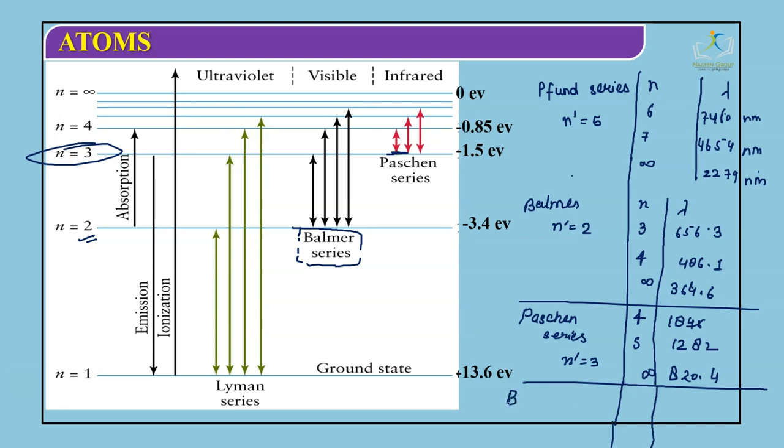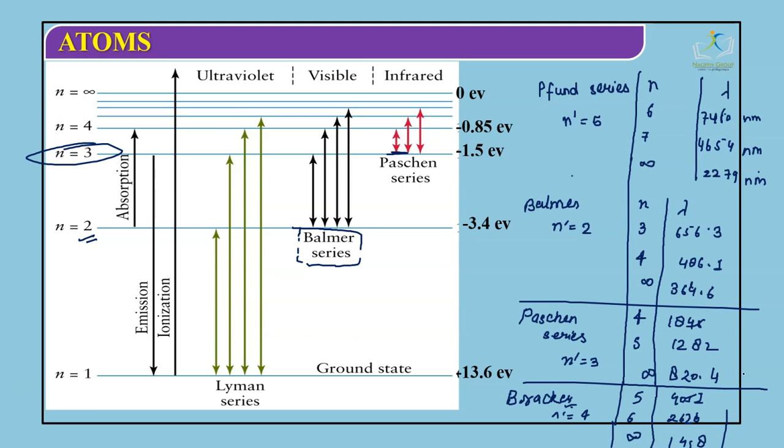For Brackett, which is not mentioned here, n prime is equal to 4. So for that, 5, 6, and for the case of infinite. If the case is 5, initially the particle is moving from 5 to 4. So the radiated wavelength will be 4051. If this becomes 6, then 2625, and for the case of infinite, 1458. So these are the values which we will get.